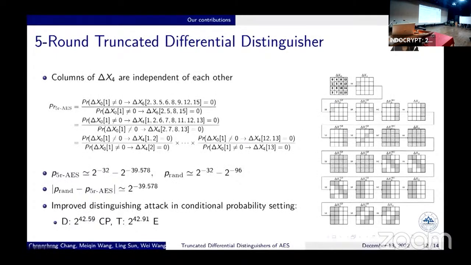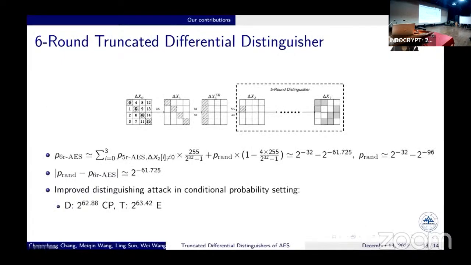Inspired by the construction, we extend our full-round distinguisher to 5 rounds. Suppose the differences between the columns of the data at round 4 are independent of each other. We obtain the conditional probability for the 5-round distinguisher and can form a distinguisher. The data complexity and time complexity are 2 to the power of 42.59 chosen plaintexts, and 2 to the power of 42.91 encryptions respectively.